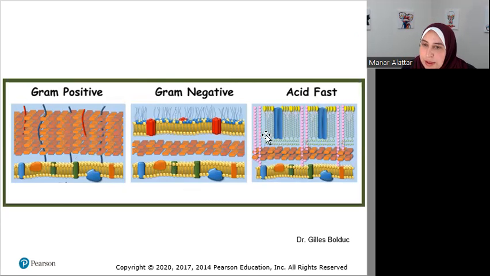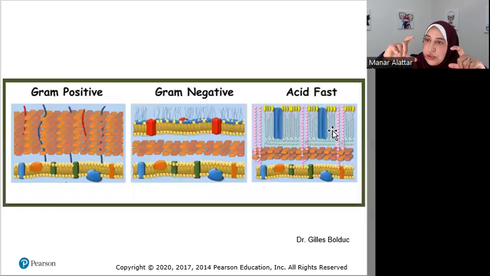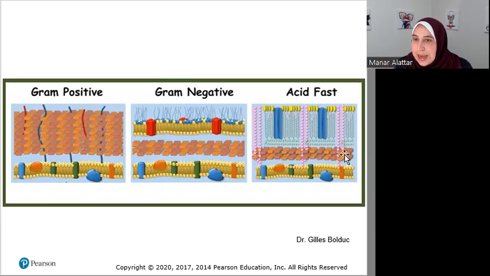So they have a thin peptidoglycan cell wall, but their mycolic acid part of their cell wall is added to that and is very thick. And so these two components look like the thickness of a gram-positive, even though technically only a small portion of that, just like a gram-negative, is actually the peptidoglycan cell wall.